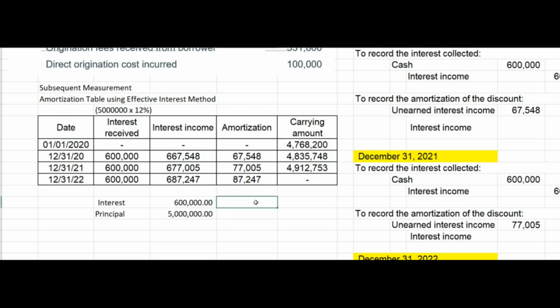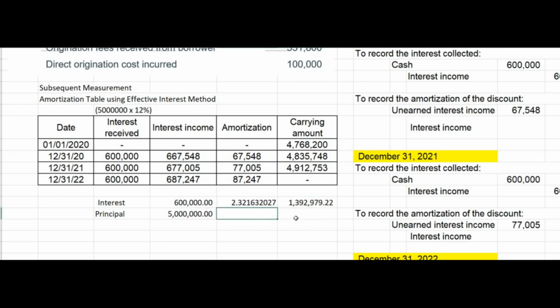So, let's compute the factor. Since this is an installment, the factor will be 1 minus (1 plus i) raised to the power of negative n, divided by i. So, if we compute that factor, this is the factor for present value of ordinary annuity of 1. So, we just multiply the 600,000 by the factor. So, that's the amount.